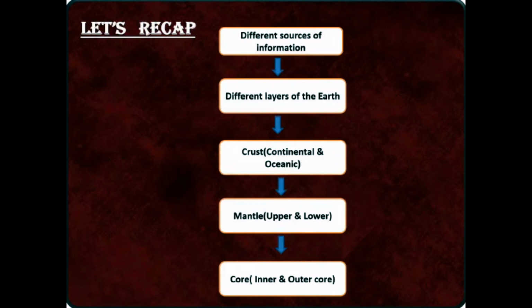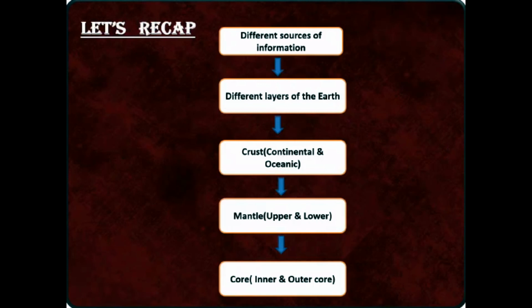The last one is the core. The part of the Earth's interior extending from the mantle up to the center of the Earth is the core. This layer can be divided into two layers, that is the outer core and the inner core. Outer core extends from around 2900 kilometers to 5100 kilometers. Scientists believe that the core could be liquid or semi-liquid in nature. The density of the outer core is 9.8 grams per centimeter cube. The temperature of the liquid outer core is around 5000 degrees Celsius.